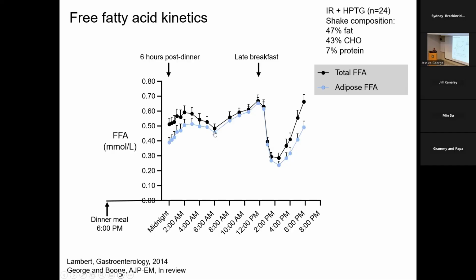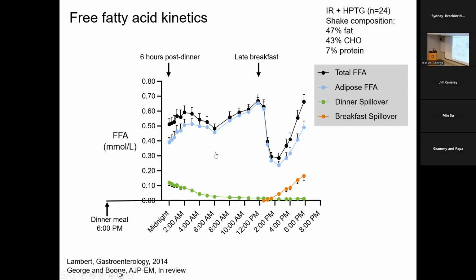In the black is the total FFA concentration, and in the light blue are fatty acids coming from adipose. And so what we can see is that after the carbohydrate-containing breakfast, FFA concentrations substantially fall, and as the insulin effect wears off, adipose releases again. 6 hours after dinner, represented by the green circles, we can see that dinner spillover is clearing throughout the night. And after the late breakfast, in the orange circles, breakfast FFA is spilling over into the FFA pool. So this was after an extended fast.